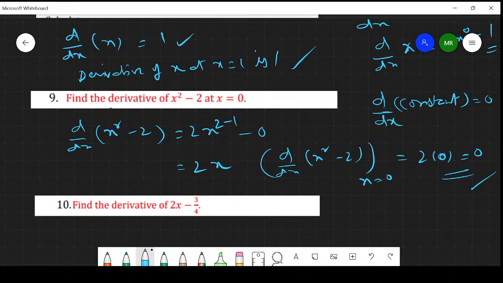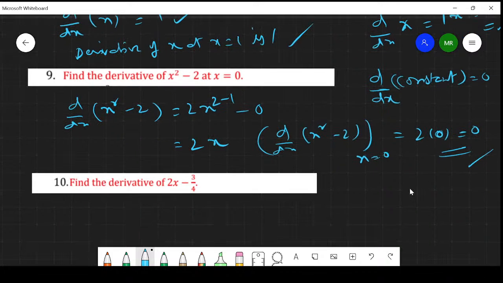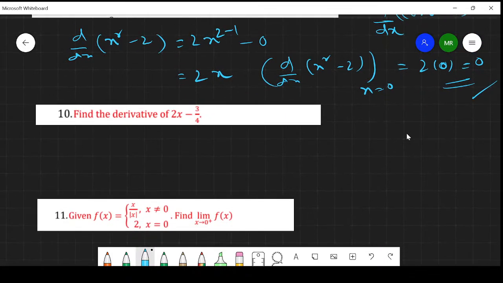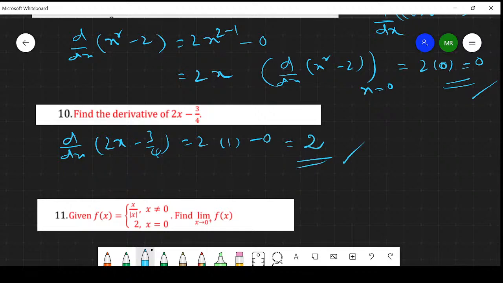Right. See the next one. Find the derivative of 2x minus 3 by 4. D by dx of 2x minus 3 by 4. Derivative of 2x: we know 2 into the derivative of x, which is 1. Just now I discussed that the derivative of a constant is 0. So the answer will be 2 into 1, constant 0. Answer will be 2. It's a simple problem, right?